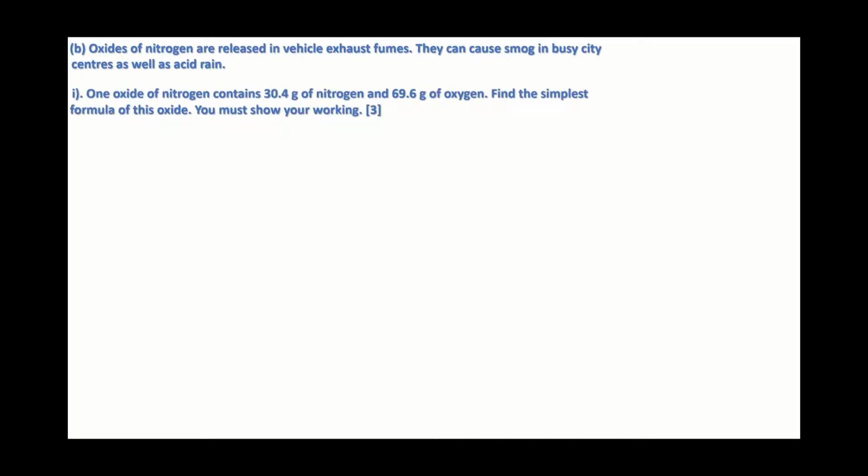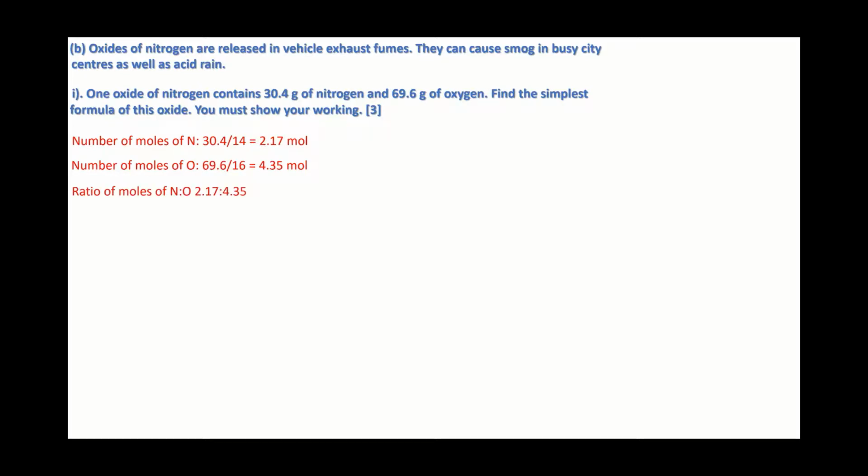Let's then take this oxide of nitrogen that contains 30.4 grams of nitrogen and 69.6 grams of oxygen. To determine the empirical formula, you will firstly take the number of moles of each species in the oxide. So, for your nitrogen, this will be the mass of the nitrogen divided by its relative atomic mass, and so, in this case, it will be the 30.4 grams of nitrogen you have divided by its relative atomic mass of 14 to give you 2.17 moles of nitrogen in this oxide. For your oxygen, it's then the 69.6 grams divided by its relative atomic mass of 16 to give you 4.35 moles of oxygen in this oxide.